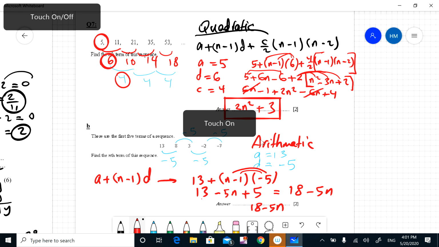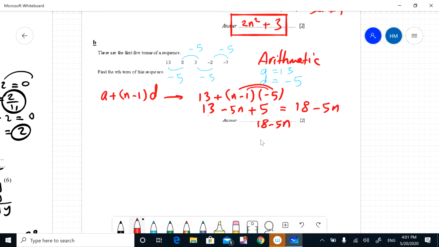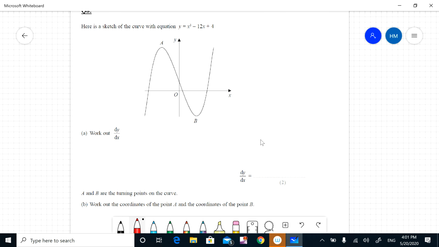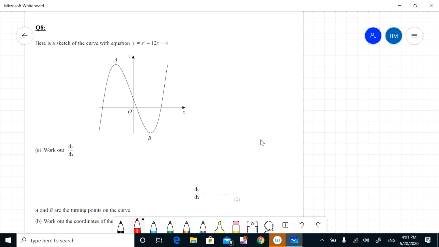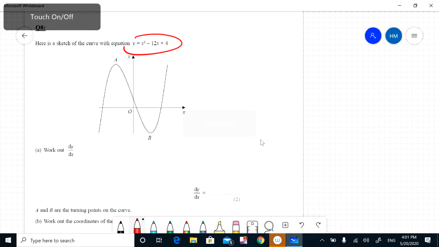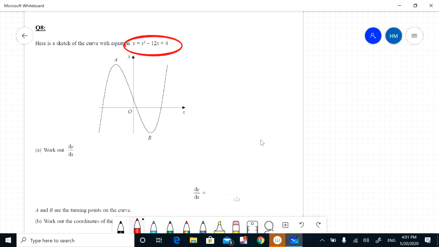Now let's go to the last question, which is question number 8. Question number 8 is about differentiation. First of all, we have a cubic function, y equals x cubed minus 12x plus 4. He asked me to find dy over dx using the differentiation rules.